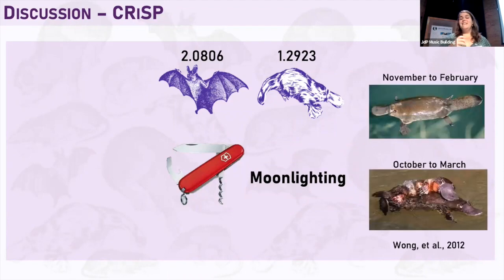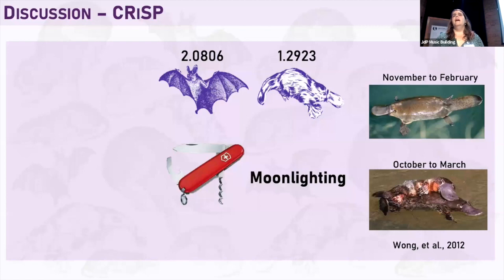But this was actually discussed already in 2012, where they identified the CRISP that is used in the study. They found that it was expressed at the same level throughout the whole year, so out of breeding season and in breeding season. CRISP has origins in immunity, but also in the platypus, it has been implicated to be involved in muscle atrophy.